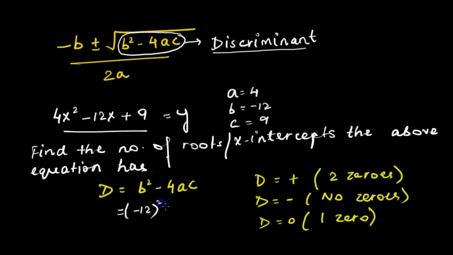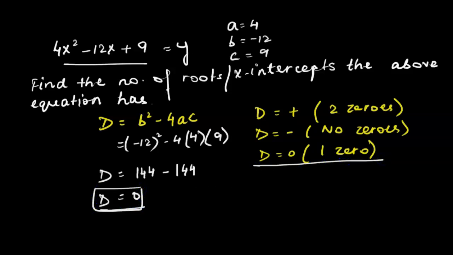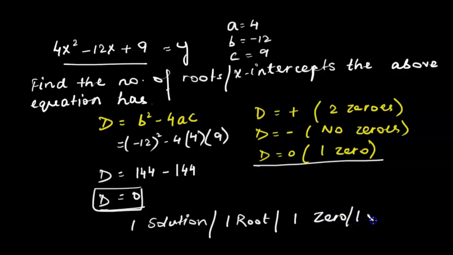Negative 12 whole square minus 4, a is 4, c is 9. We get the discriminant as 144 minus 4 times 4 times 9, which is also 144. So the discriminant value that we get is 144 minus 144, that is equal to 0. Because the discriminant value matches this condition, that means for this equation, we would have one solution, or one root, or 1 zero, or one x-intercept.